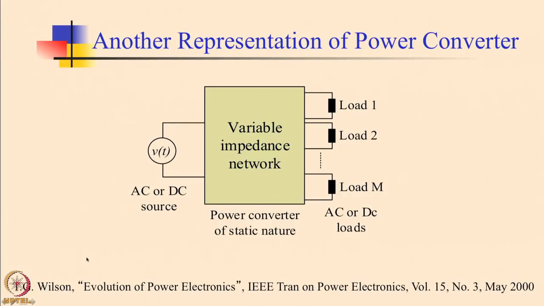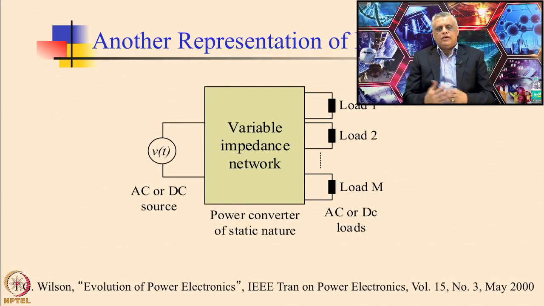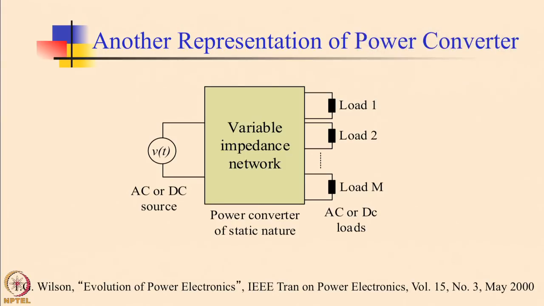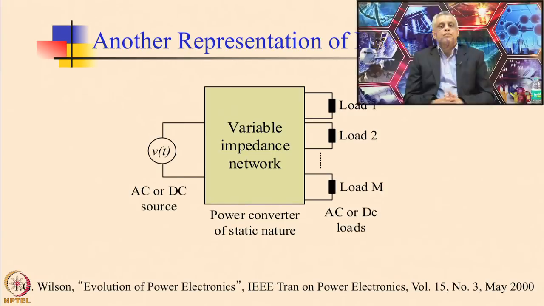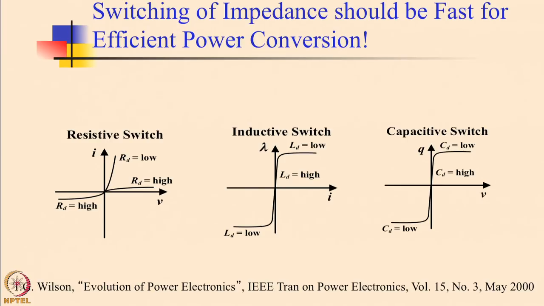Now what you see on the screen is another representation of a power converter. Clearly this is very different from the switching matrix representation. It's a different approach. A static power electronic converter can be represented as something that lies between the source and the loads, and each of the paths which connects the source to the loads has a variable impedance, an impedance that varies. We will now see what the properties of this variable impedance network are, and what nature the switching of impedance should have, as depicted by these pictures.